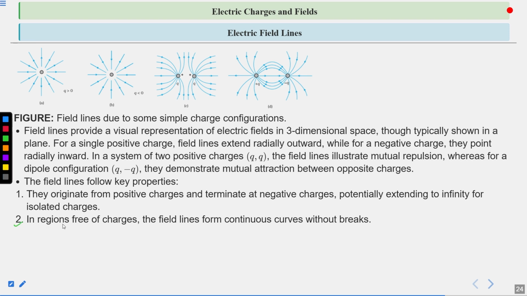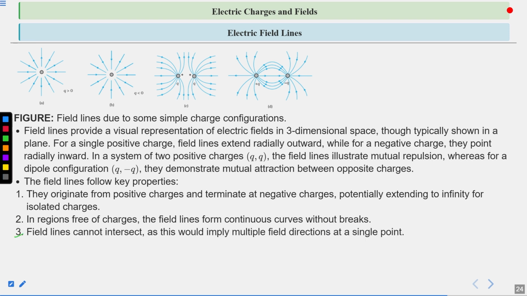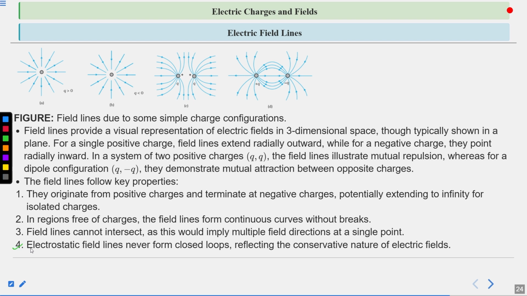Second, in regions free of charges, the field lines form continuous curves without breaks. Third, field lines cannot intersect, and this is an important point. Electric field lines cannot intersect. Why? As this would imply multiple field directions at a single point. That is not possible. Fourth, electrostatic field lines never form closed loops, reflecting the conservative nature of the electric field.